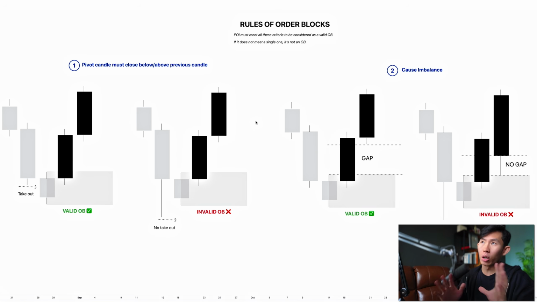Like I mentioned just now, in order for a zone to be considered as an order block, it needs to meet 4 criteria. Right? It must meet every single one of these 4 criteria. If it does not meet a single one of them, it is not an order block. It could just be like a normal supply and demand zone.